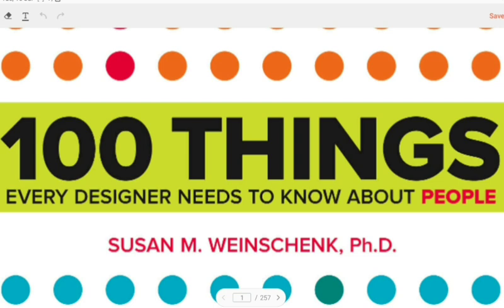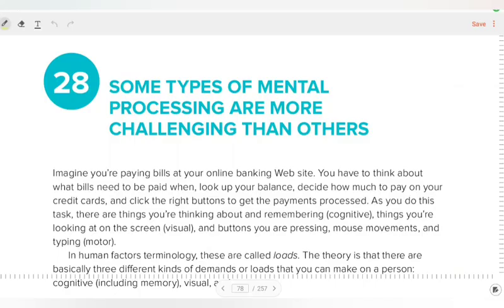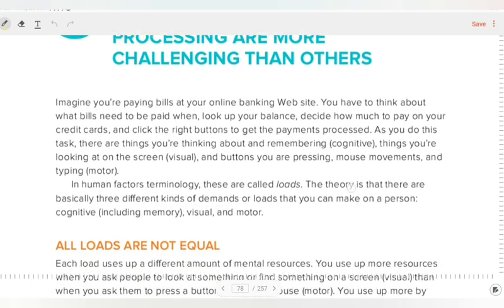Today we're going to be looking at 100 Things Every Designer Needs to Know About People by Susan M. Weinschenk. How people think. Chapter 28. Some types of mental processing are more challenging than others.